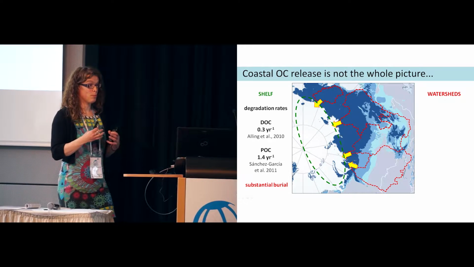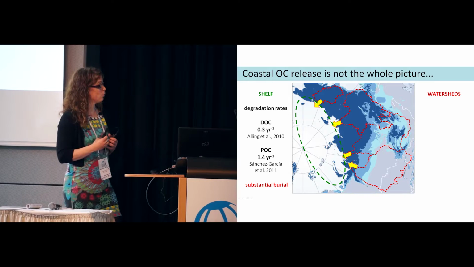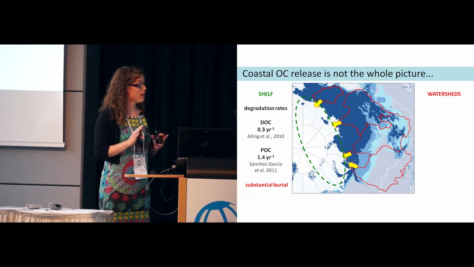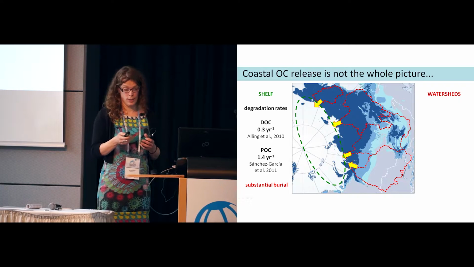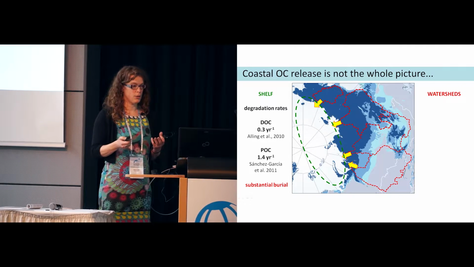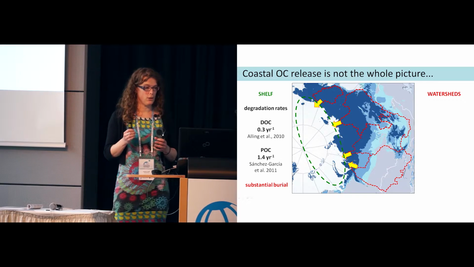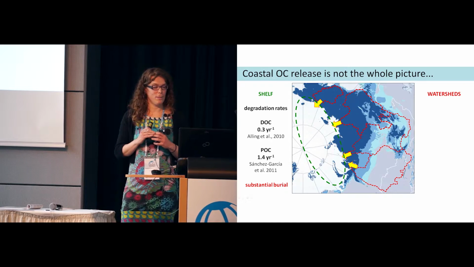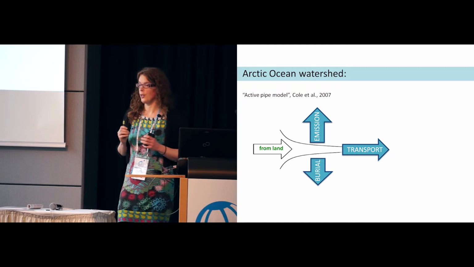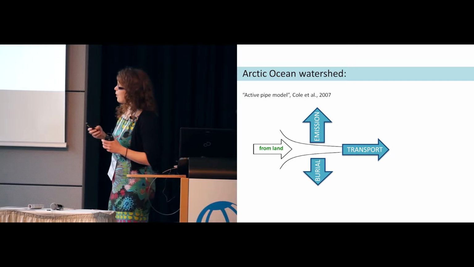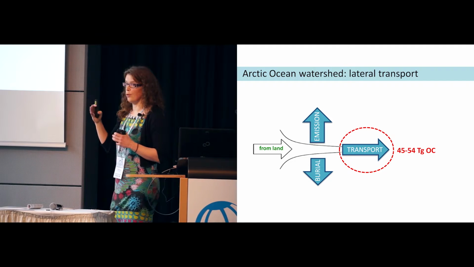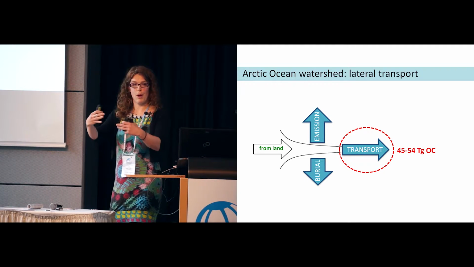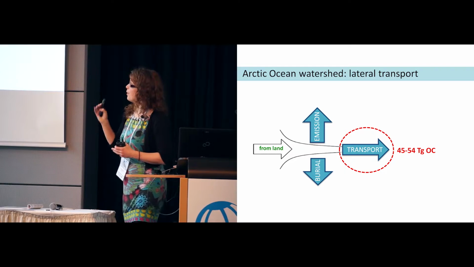And then, of course, before the coastal release, there is a massive land area where all the river watersheds are located. And here a lot of things are happening too, and I'd like to say a few more words about this based on the so-called active pipe model that was published in 2007. So the fluxes I just presented to you, I call the lateral transport, or the river mouth transport. They are about 50 teragrams.